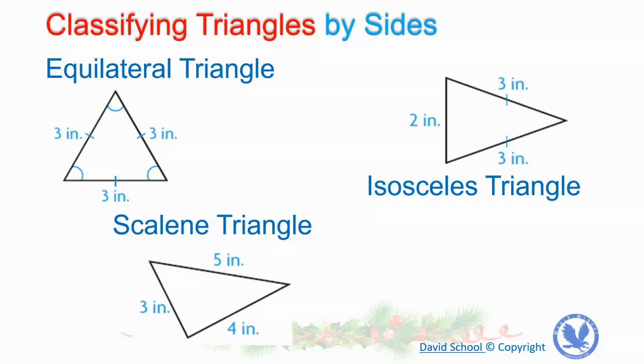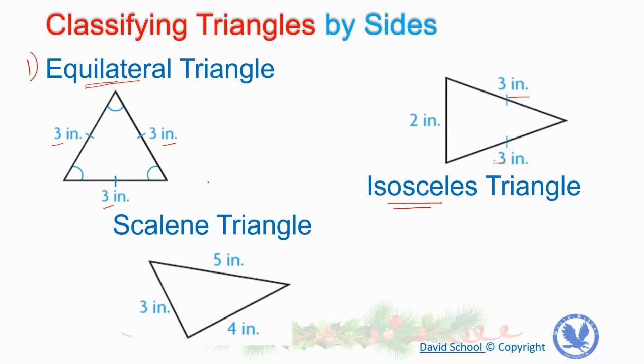The first one is the equilateral triangle. In an equilateral triangle, you can see all the side lengths are equal. In other words, we can say there are 3 congruent sides. If the triangle has three congruent sides, you will call it an equilateral triangle. If the triangle has only two congruent sides, then you will call it an isosceles triangle. In a scalene triangle, all sides are different, no congruent sides.